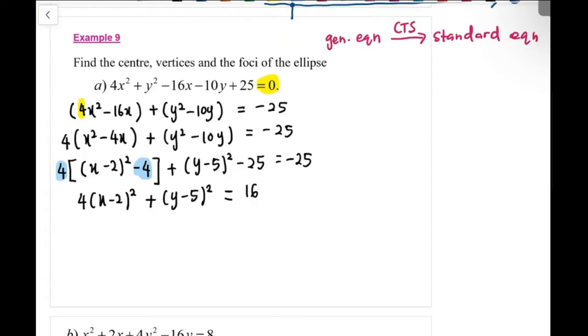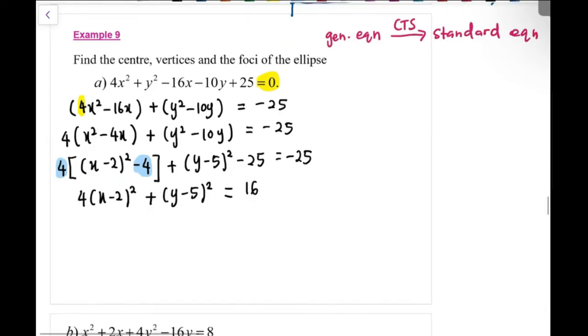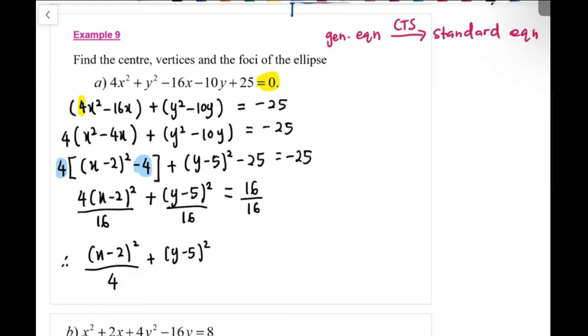Okay, to get the standard equation of an ellipse, the right side must be 1. It cannot be anything else, it must be 1. That's fixed. So, in order to get 1 from 16, we have to divide by 16. That's what we do. Everything is divided by 16 now, and we simplify our equation. That's how finally we get x minus 2 squared over 4 plus y minus 5 squared over 16 equal to 1.